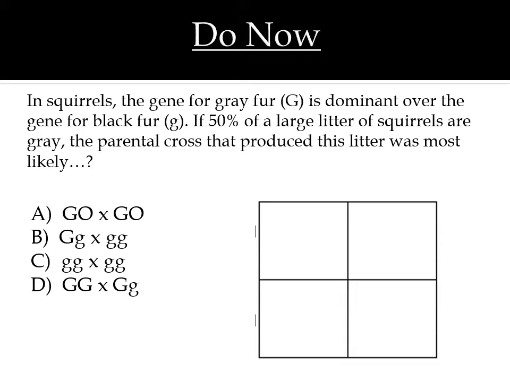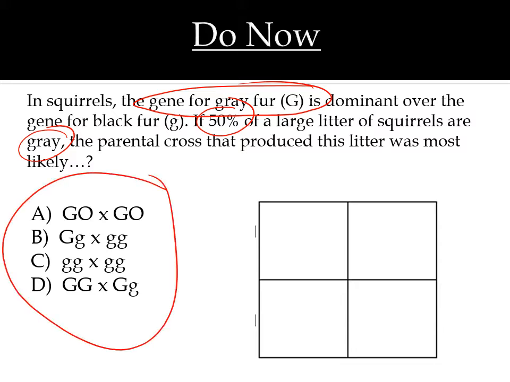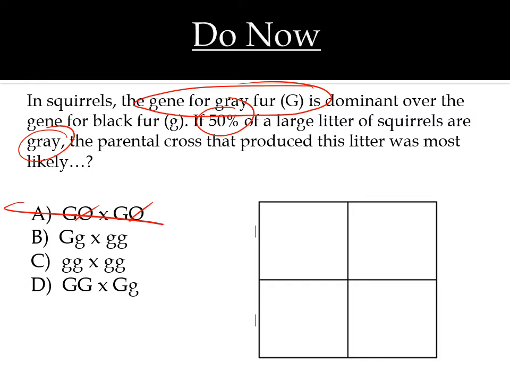It says if 50% of a large litter of squirrels are gray, the parental cross that produced this litter was most likely what? So if we want to get 50% gray squirrels, and we know now that gray fur is the big G, we want to see which of these options down here is most likely the cross of the parents. So can we eliminate any choices right off the bat? Anything look weird? I would right away say, what the heck is this uppercase O? I don't know what that's supposed to be. It just says go, go. And I would eliminate that choice right there.